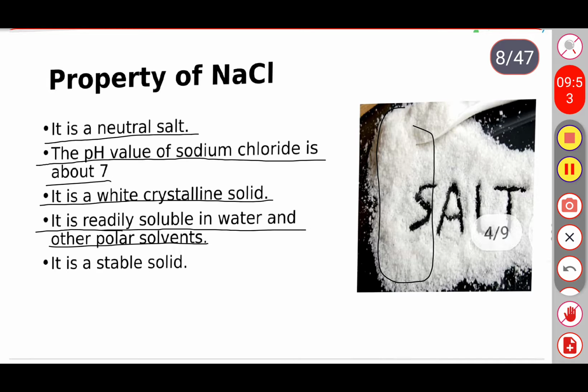So polar solvent means, the polar solvents are also one kind of solvents which can easily dissolve solute substances. So polar solvents are similar to water. They can easily dissolve the solute parts. And next one, it is stable in solid state. So these are some of the properties of sodium chloride.